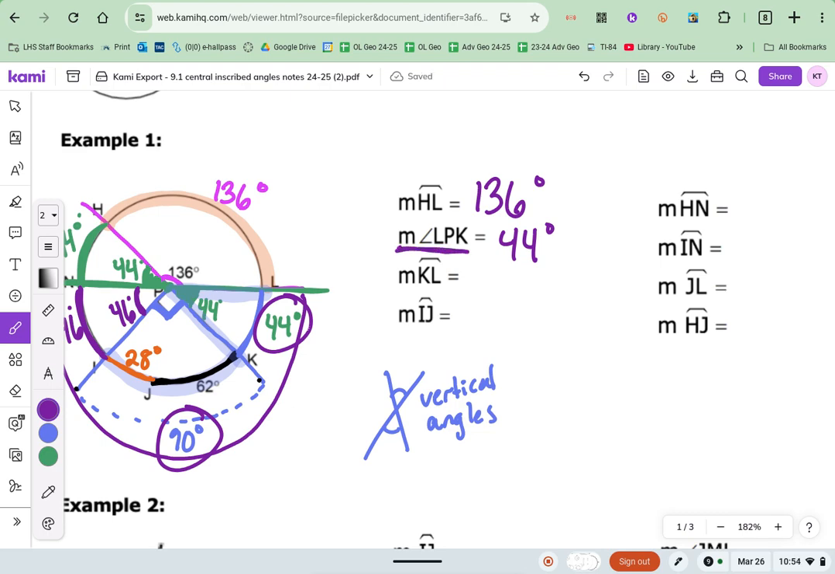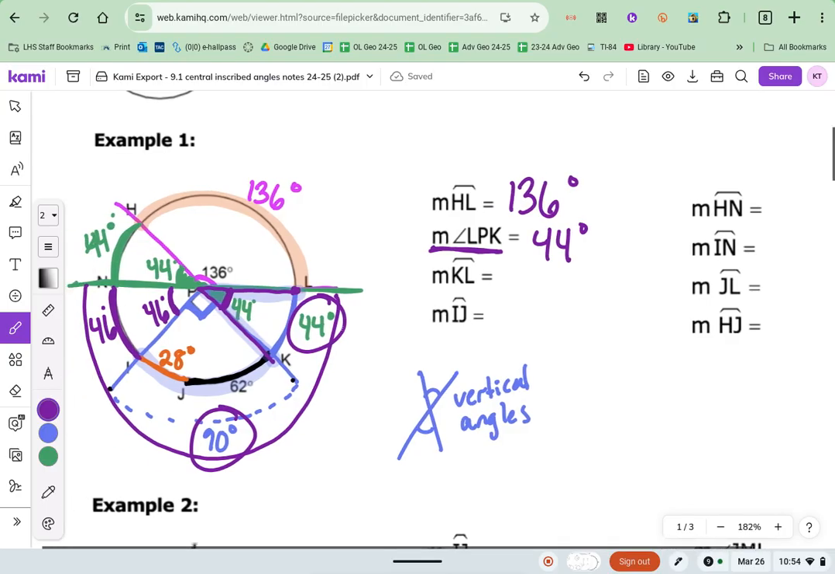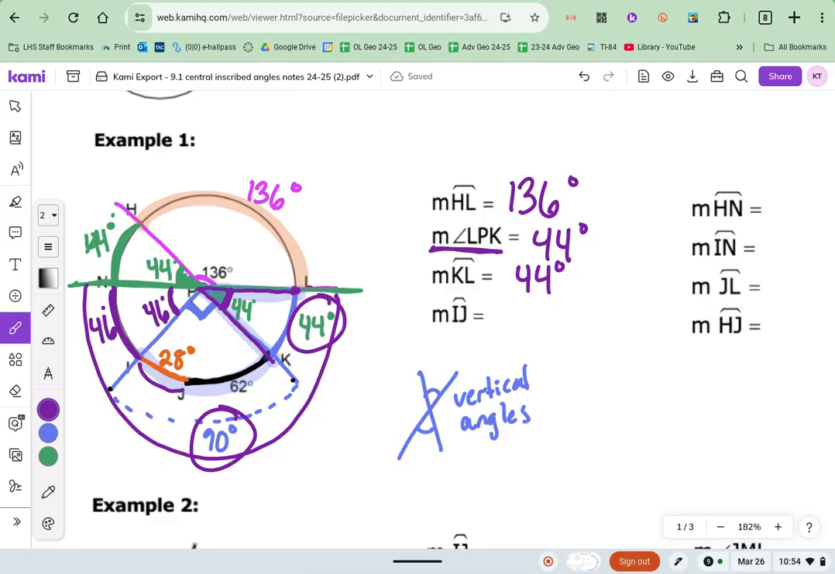All right, we also have arc KL. So arc KL was 44 degrees. We found arc IJ, that was 28 degrees. Arc HN, that was 44 degrees. Arc IN, that was 46 degrees.